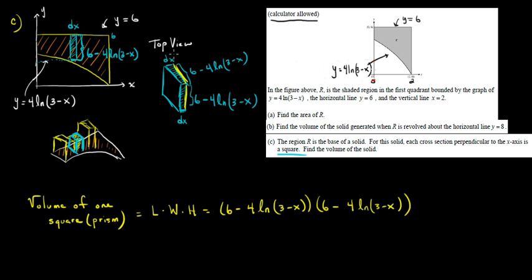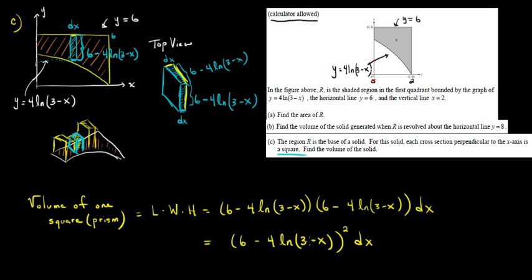And then what do we say the height was of this function? Well, the height was given by this width here that we called dx or delta x. So times our dx there. I can simplify this and rewrite it as 6 minus 4 ln of 3 minus x, all squared, since I have two of them, dx.